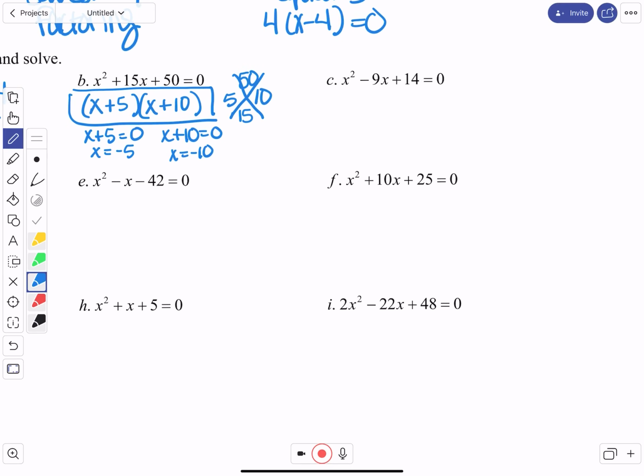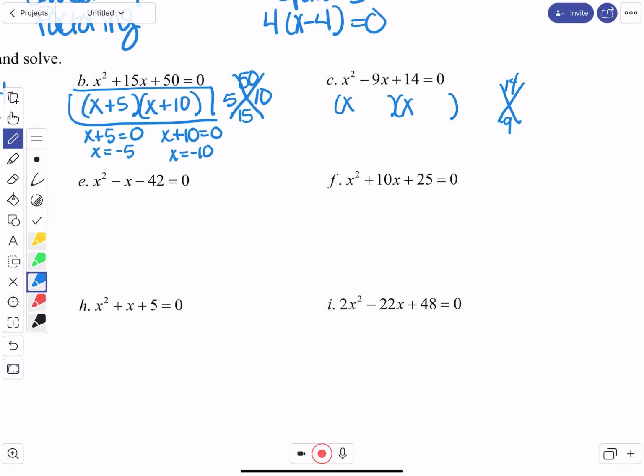Okay, so for this one, I'm going to set up my parentheses. That's the same every time. That is not going to change in this part. When there's no number up front, that's not going to change. 14 goes up top. -9 goes down here. Now, this one's going to be a little bit trickier because I've got to think of two numbers that multiply to be positive 14 and add up to be -9. So two numbers that multiply to be a positive number. So they both, in this instance, they both have to be negative numbers.